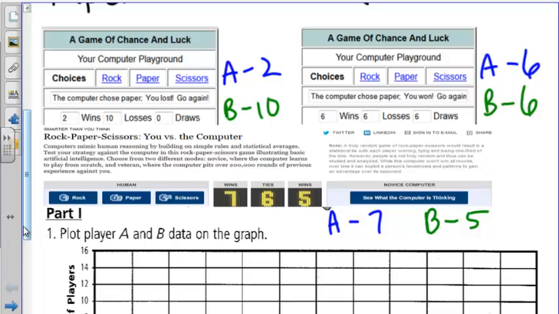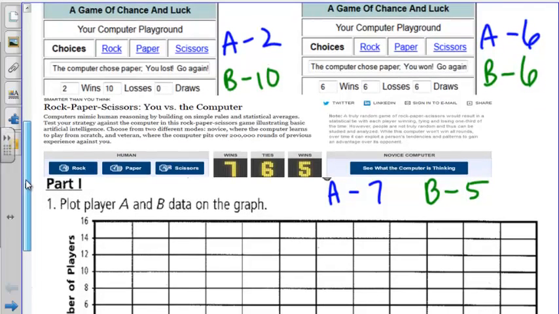You see, we had some ties. We broke the ties. We played again until there was a winner. Altogether, there was 6 wins plus 6 wins, a total of 12 wins. And the third time we played, player A won 7 times, player B won 5 times.